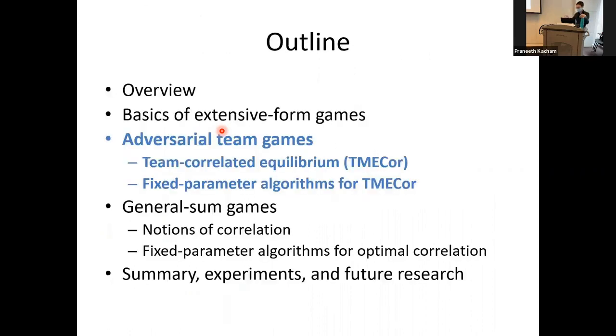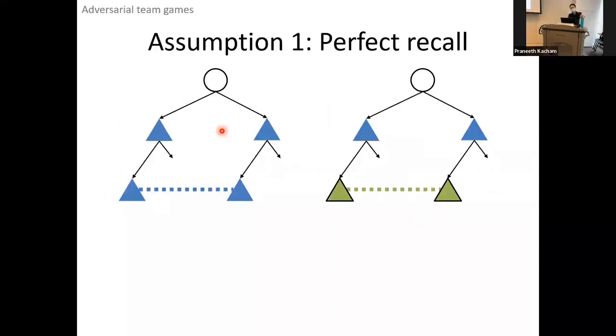Before I jump in, I have to introduce two assumptions that we'll be using for the rest of this talk. One is perfect recall. So what is perfect recall? Perfect recall intuitively states that a player doesn't forget anything. So on the left here, this blue player is forgetting something. Blue player once knew chance's action and now doesn't. We say that blue doesn't have perfect recall.